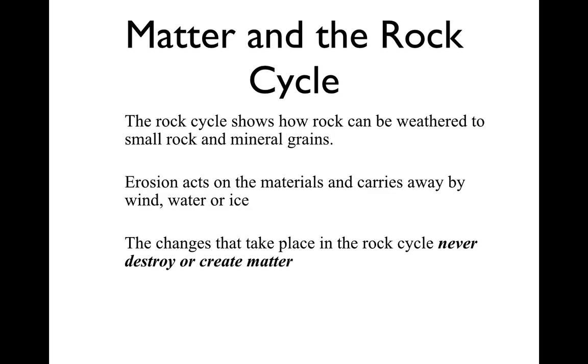It can also be called what we consider to be a matter cycle. The law of conservation of matter says that matter cannot be created or destroyed. It can just be transformed or transferred into something else. Any of these things that are in cycles, like the rock cycle and the carbon cycle, are cycles where these types of matter are transformed. The rock cycle shows how rock can be weathered into small rocks and mineral grains, and then erosion acts on those materials and carries them away by wind, water, and ice. These changes never destroy or create anything new. It's just transforming what was there. You have to be able to account for all of it.